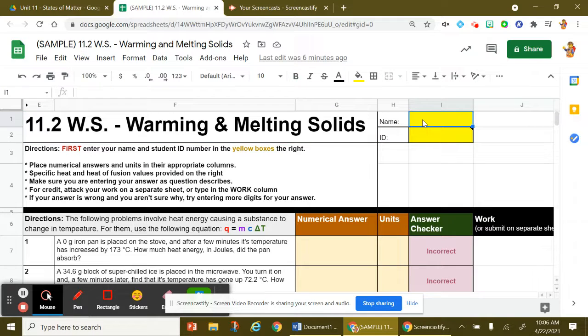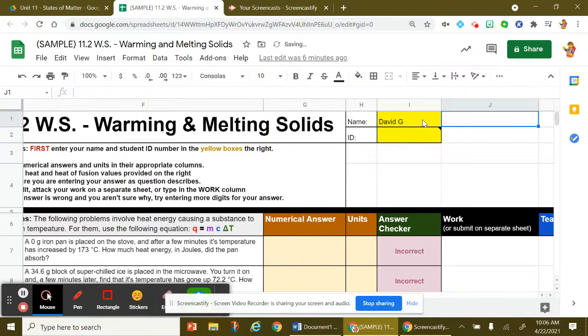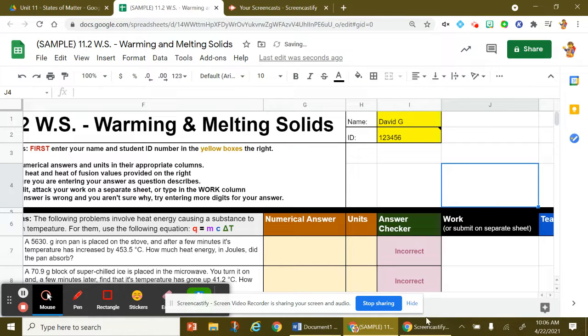Now, the first step in this worksheet always is put your name. My name is David G. And the next step is to put your student ID. 1, 2, 3, 4, 5, 6. Yours, of course, will be different. All right, you have a different student ID.